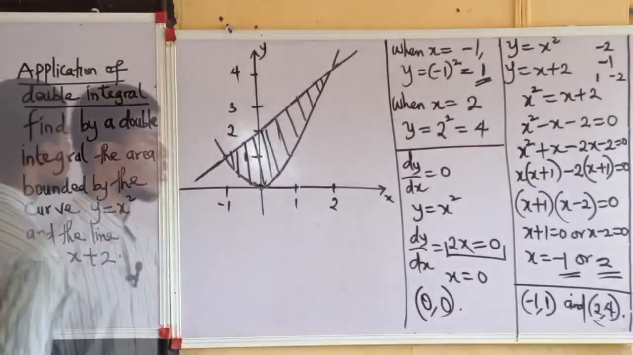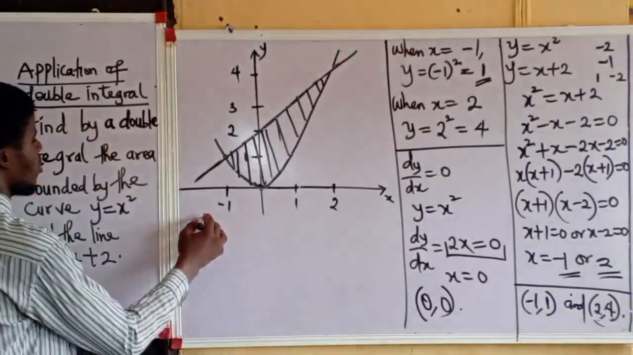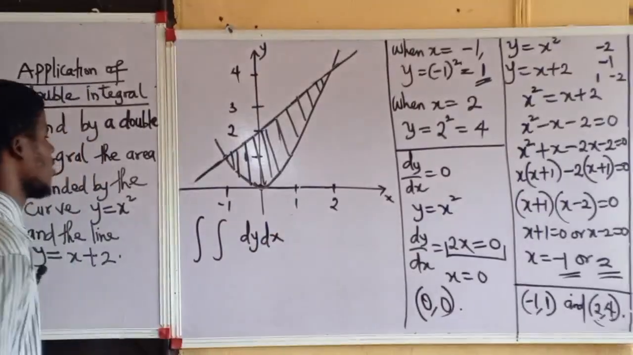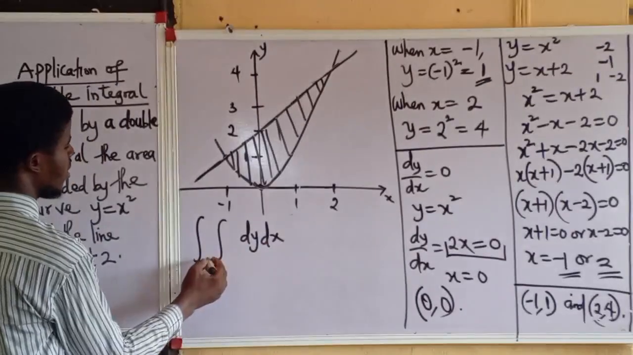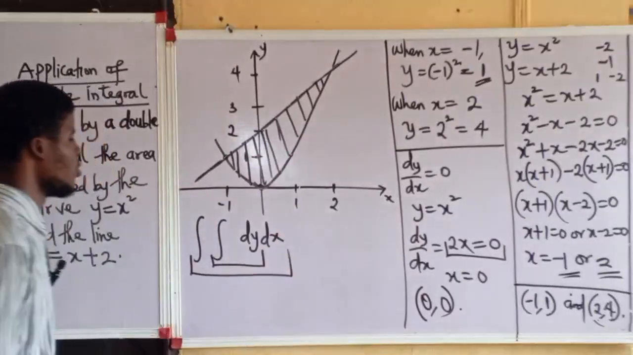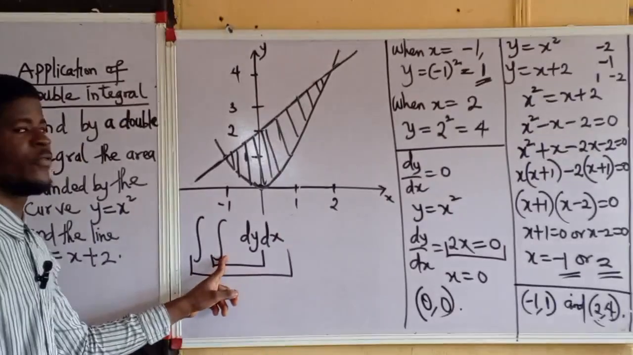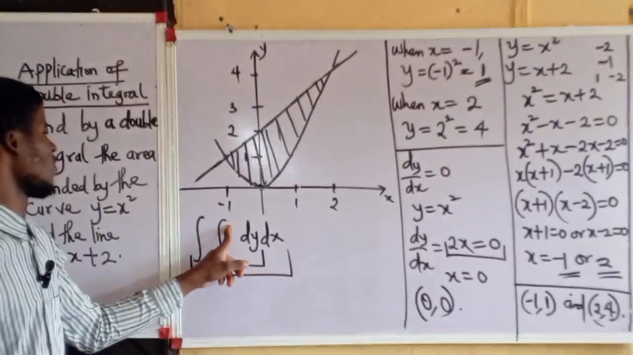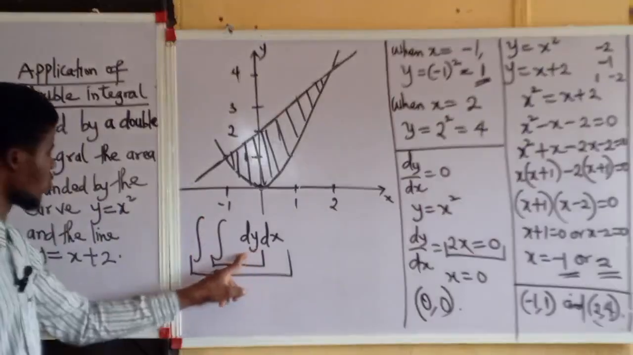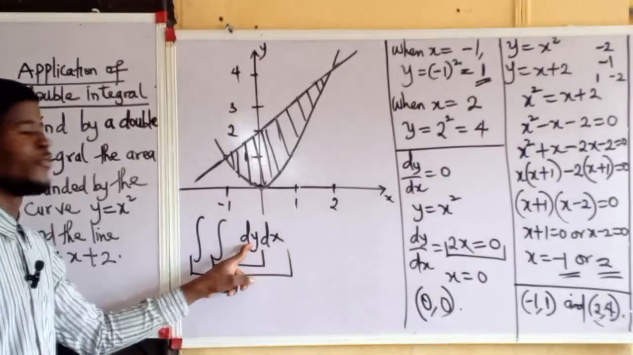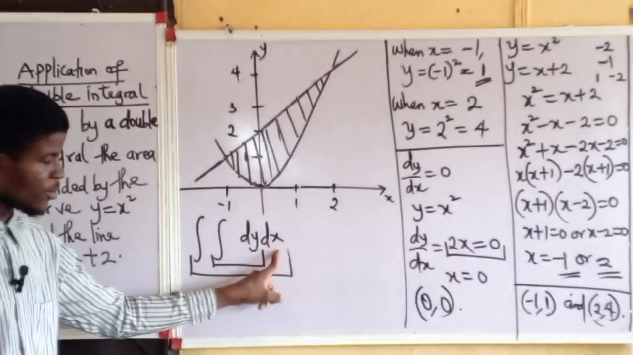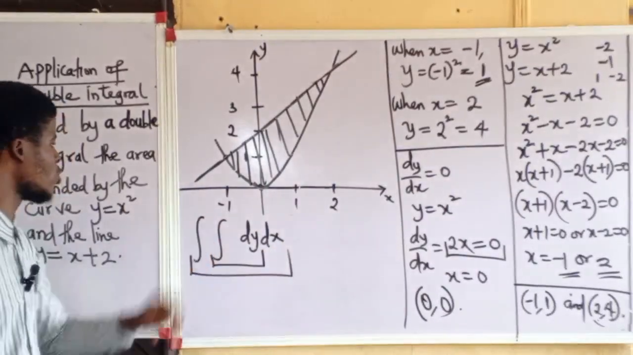Let's determine it now. The double integral is this. The double integral dy dx. Just follow me. This first integral is with respect to y. That's this one. And the second one is with respect to x. So the limit of integration of this first one will be from y1 to y2. And the limit of integration of the second one will be from what? From x1 to x2. Since this first one is with respect to y, so we'll take the limit from y1 to y2. And the second integral is with respect to x. So we'll take the limit from x1 to x2.